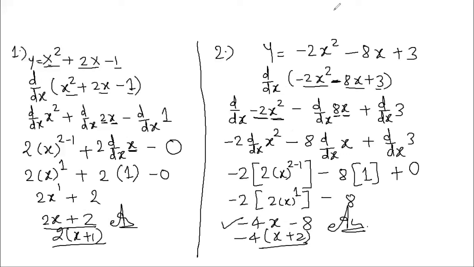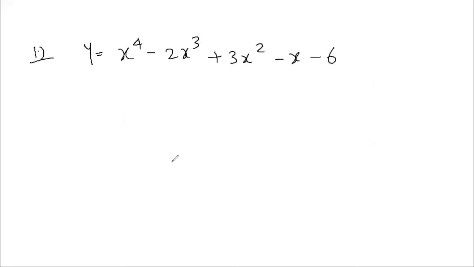Let's take a few more examples. So if you want to do the question, y is equal to x to the power 4 negative 2x cube plus 3x square minus x minus 6. How to do the differentiation of this question? As I told you, you will always start with the step, differentiation of x to the power 4 negative 2x cube plus 3x square negative x negative 6.